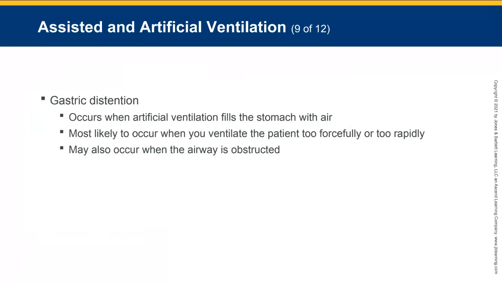Gastric distension. Gastric distension occurs when artificial ventilation fills the stomach with air. Most likely to occur when you ventilate the patient too forcefully or too rapidly. It may also occur when the airway is obstructed. So we want to avoid that. And to avoid that, ensure that you position the patient's airway correctly. Don't be too forceful. Ensure that you're going at the appropriate rate and pay attention to what you're doing.